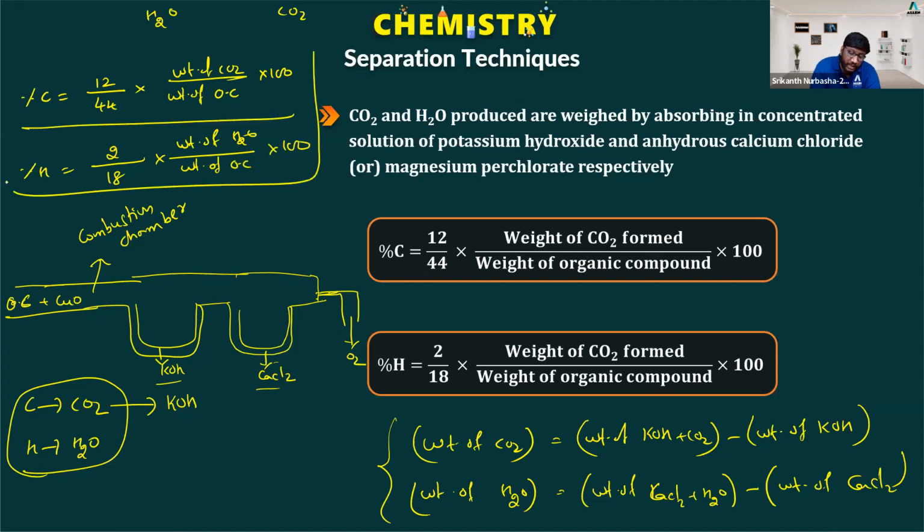Organic compound we have taken, so its weight we know. Weight of CO2 and H2O we can measure in this manner. Percentage of carbon is 12 by 44 into weight of CO2 by weight of organic compound into 100. Percentage of hydrogen is 2 by 18 into weight of H2O by weight of organic compound into 100. That gives the percentage of carbon and percentage of hydrogen. Got this or not?